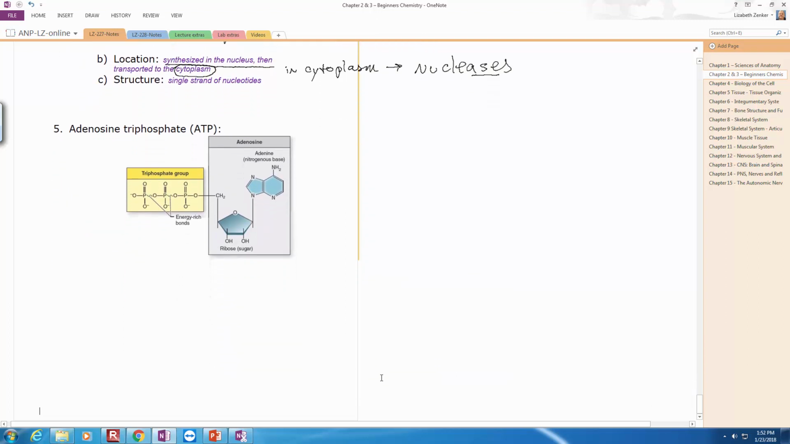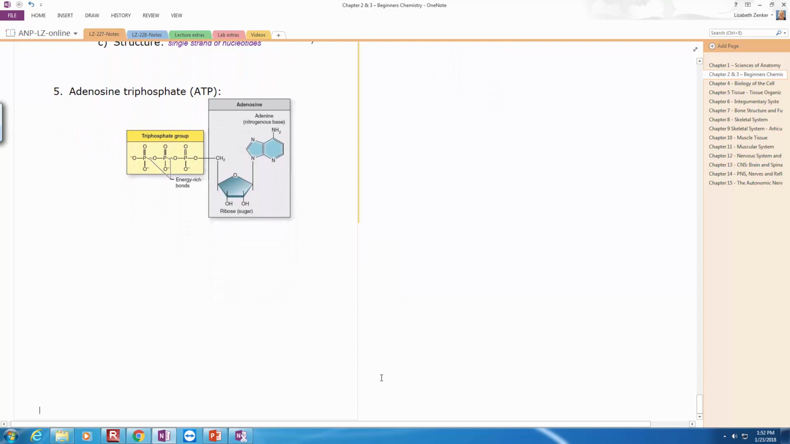Okay, so ATP, adenosine. What does that sound like? Adenine, maybe? Look, it is adenine, the nitrogenous base. Is this a purine or pyrimidine? It's a purine. Remember, short word, double ring. Long word, pyrimidine, think single ring, shorter. Just think opposites on that one.